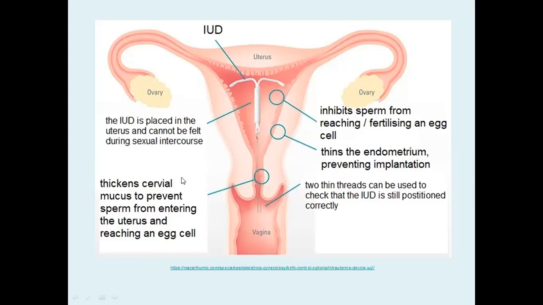And then it thickens the cervical mucus. This should be cervical. So frustrated. To prevent sperm from entering the uterus and therefore prevent the sperm from reaching an egg cell. Okay, so the sperm can't get past the thick mucus in the cervical region. And it's a really, really effective method of contraception.